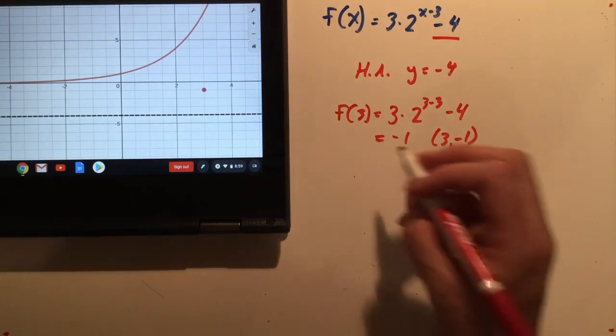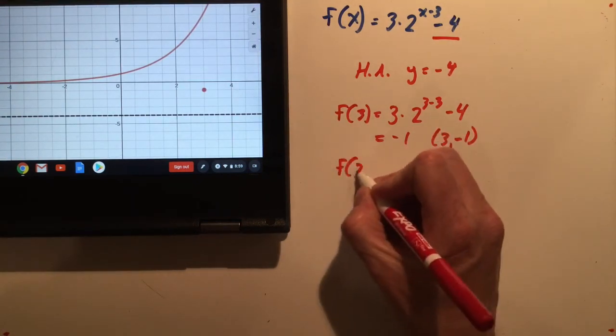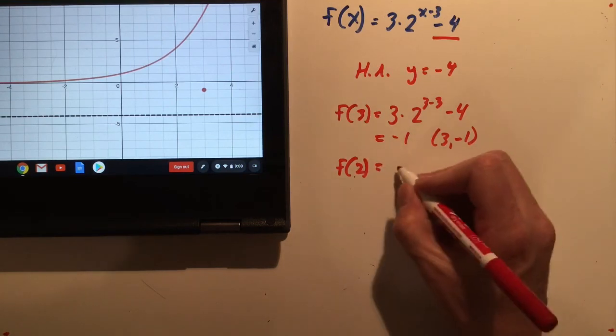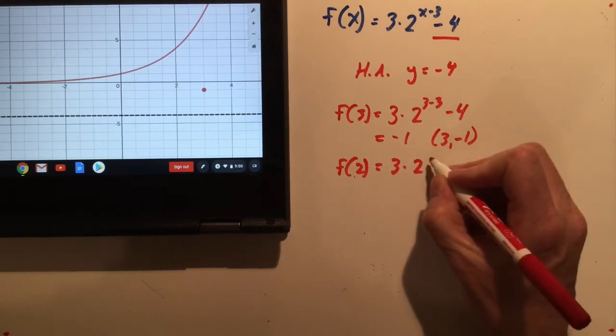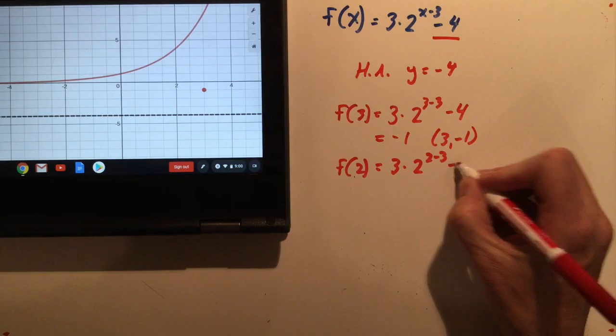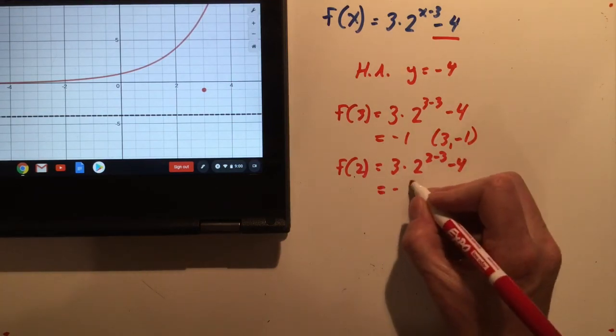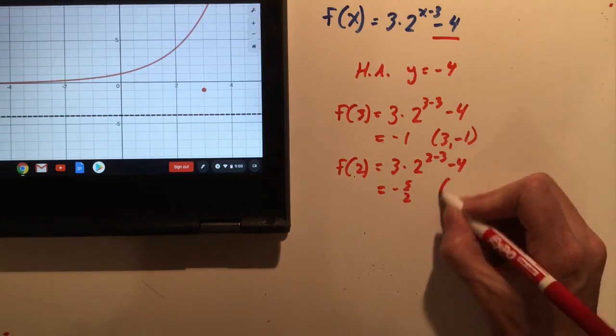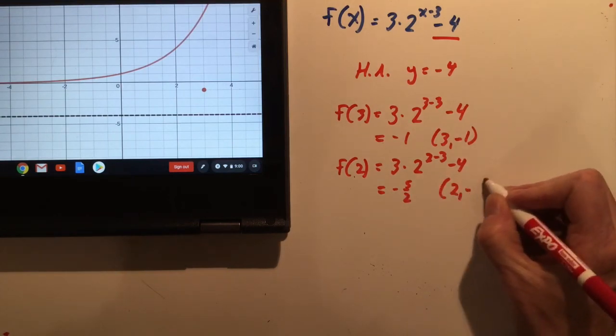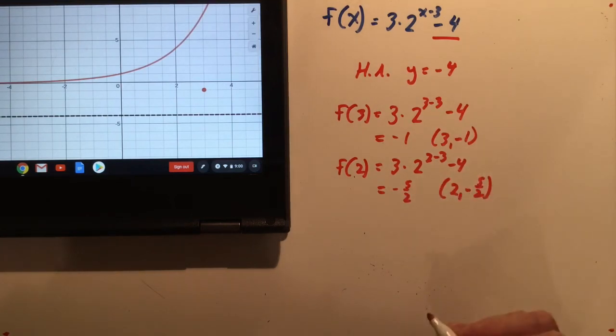I also know if I were to plug in, say, a 2, f of 2, I get 3 times 2 to the 2 minus 3 minus 4, which turns out to be negative 5 halves. So I also know I have the point 2, negative 5 halves on my curve. And that really is probably enough to graph your curve, and it's going to look something like that.